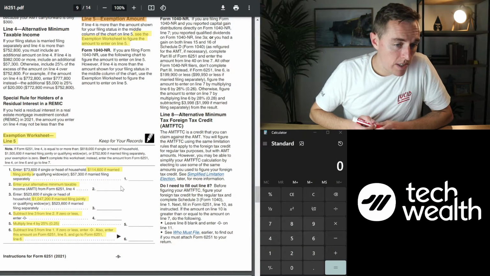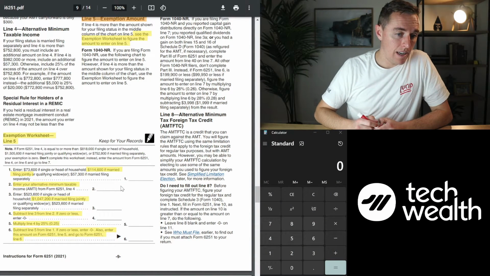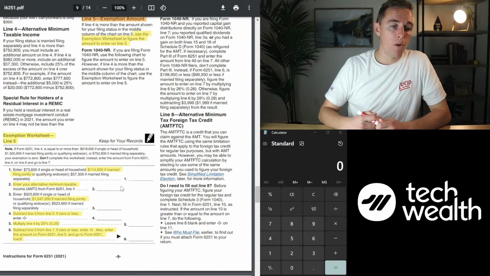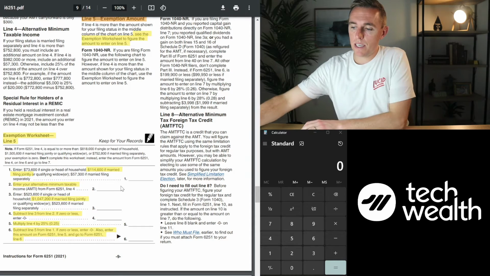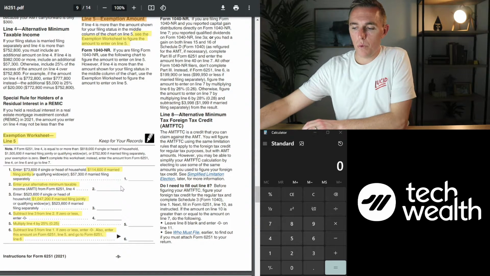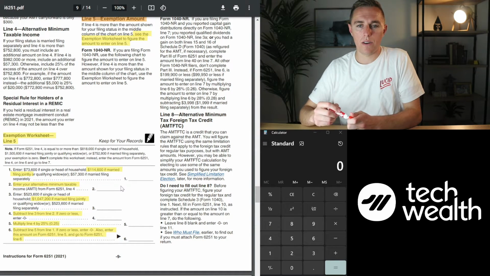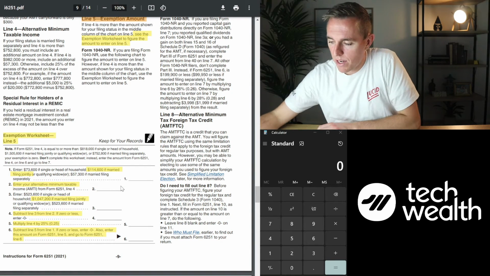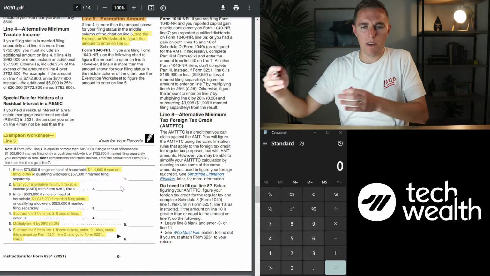Line number 2, enter your AMT income, AMTI, from Form 6251. So as we see here, we've got $1,047,300. I'll just write it down. $1,047,300. Kind of hard to see, but you get the idea.